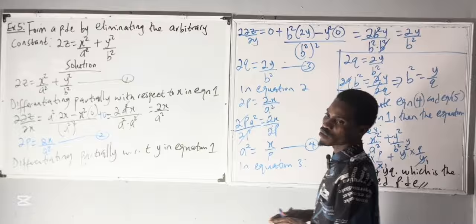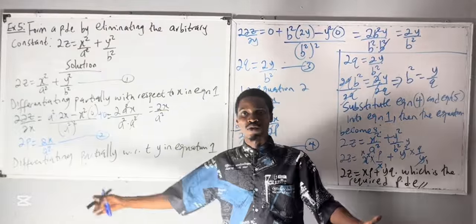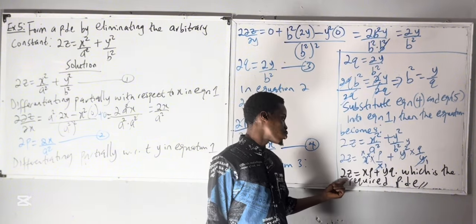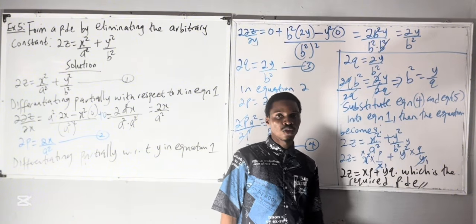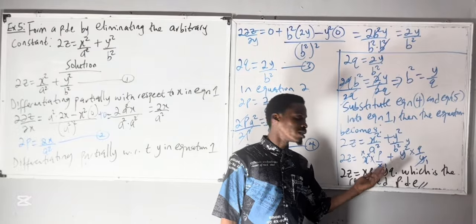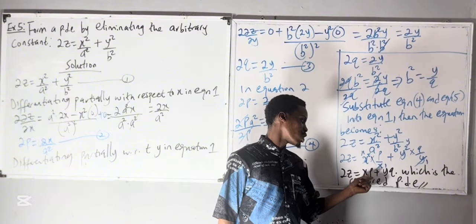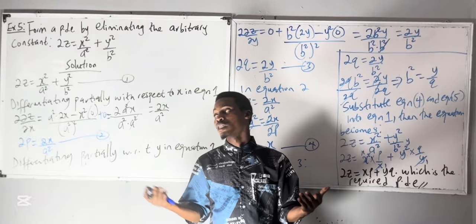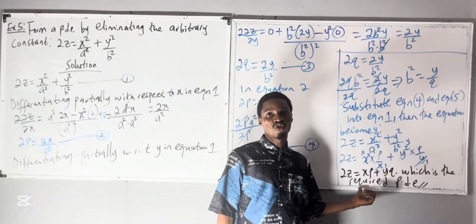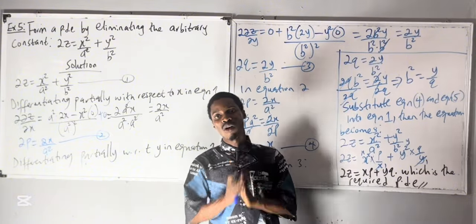It means we have solved the relation given to us, then we have formed another PDE, which is our answer: 2z is equal to xp plus yq. You can say that our required PDE, our new equation, becomes 2z is equal to xp plus yq. There is no arbitrary constant. Any arbitrary constant is not shown in the equation. It means we have eliminated the arbitrary constants.